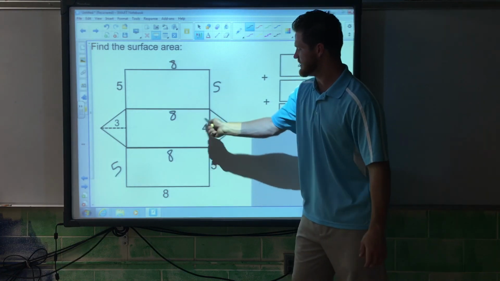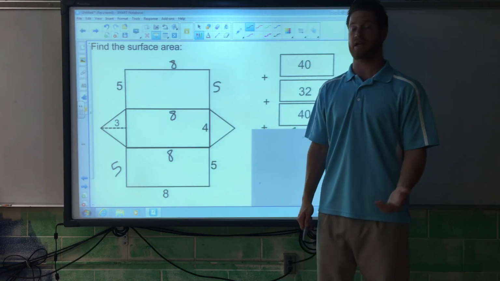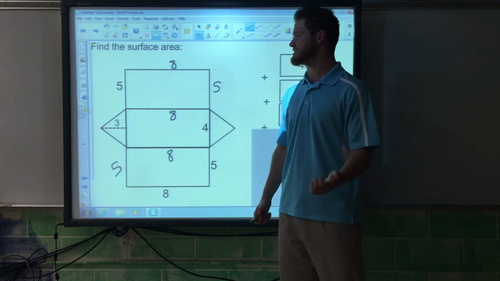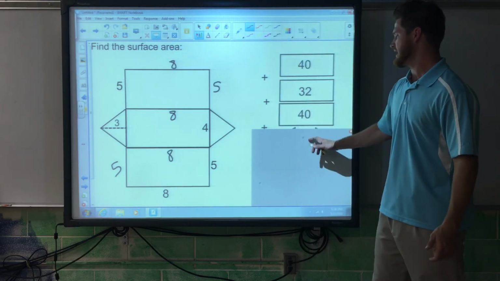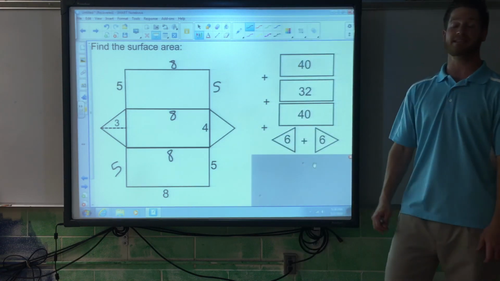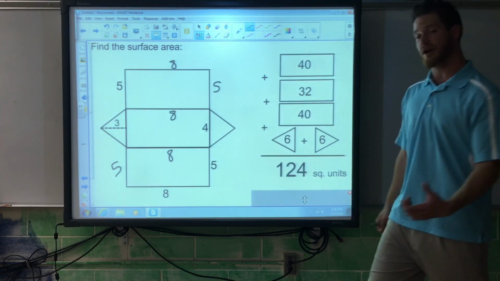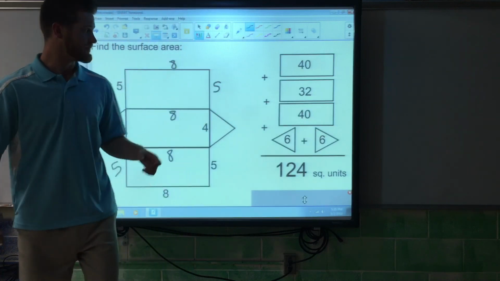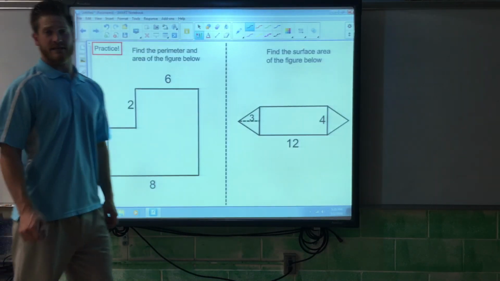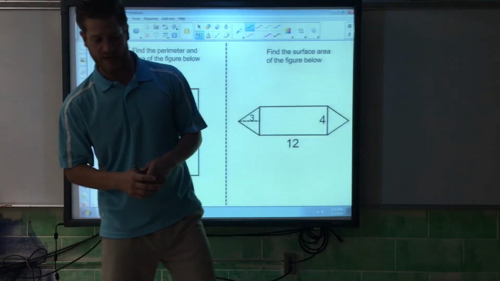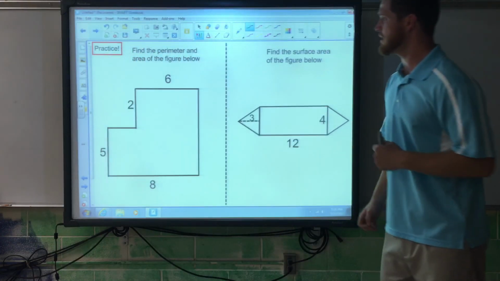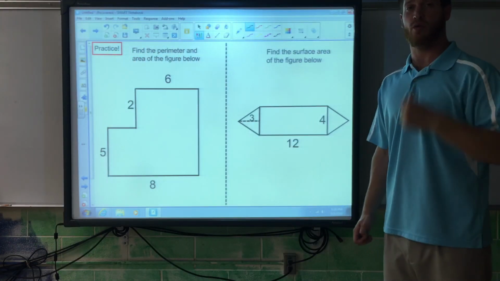The base of the triangle is 4. The height is 3. So 3 times 4 divided by 2, or 1/2 times 3 times 4, gives me 6. And if they're both 6, add all these together at the very end, and that gives us 124 square units. Now, take this time to pause the video, take a look at the board, and practice. We'll review it when you return.